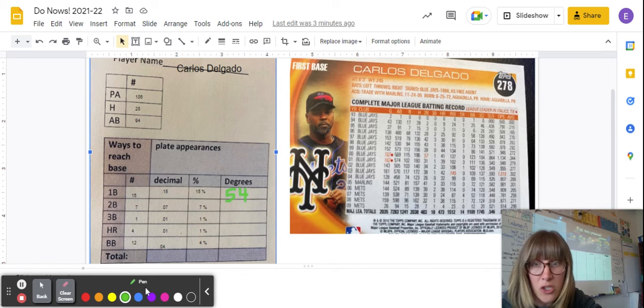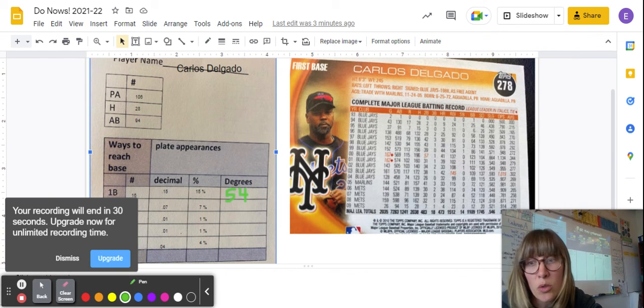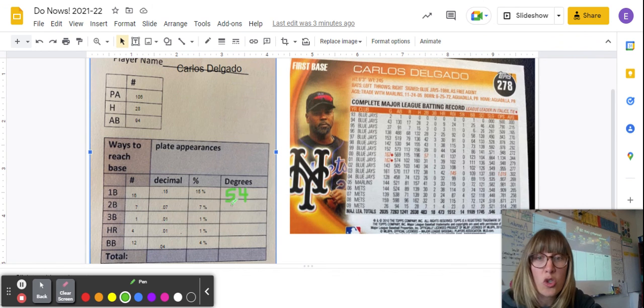I'm going to do that same thing for two bags. How many doubles did Carlos get? What size slice of the pie? Well, let's see. So we're going to take our 0.07 and we're going to multiply that by 360 degrees, if you will, and we get 25.2, but we're going to just round it to the nearest whole number. So 25.2 or 25 and 2/10 becomes just 25 degrees. You're going to continue this along for all of the different stats here.